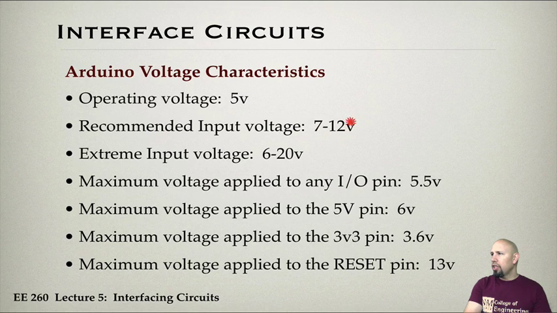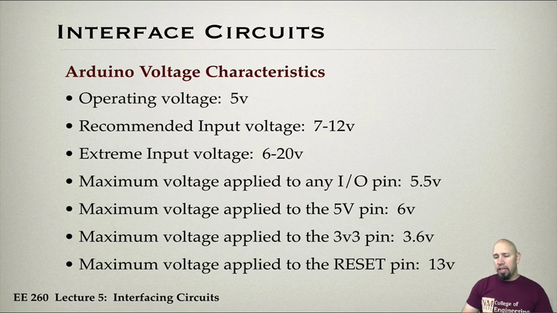Recommended input voltage. The Arduino Uno has a barrel jack that you can hook into your power supply, and it'll accept anything from 7 to 12 volts. For example, you can hook up a 9-volt battery to it, and that works just fine. Next is the extreme input voltage. This is the recommended input voltage, but you could actually input a voltage in the extreme range if you needed to. Again, the recommended is recommended, but it's important to understand what the extremes are.